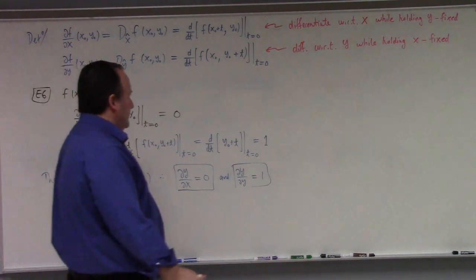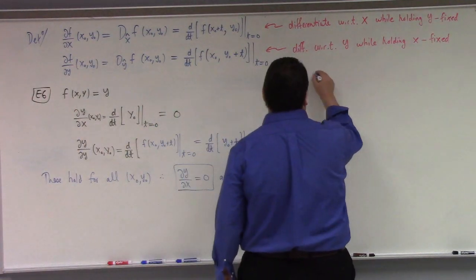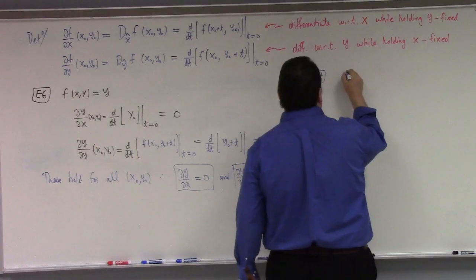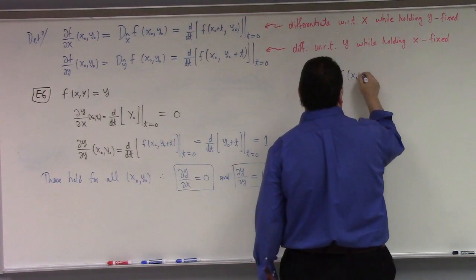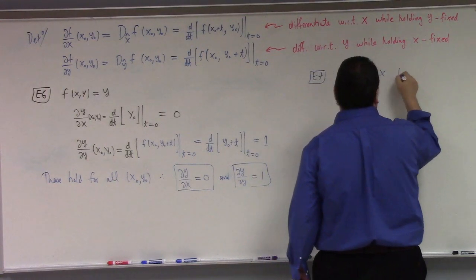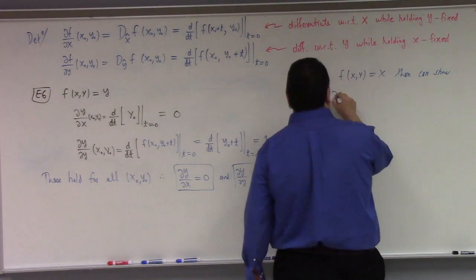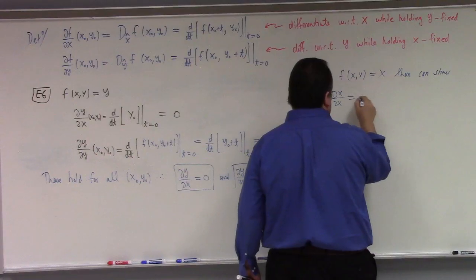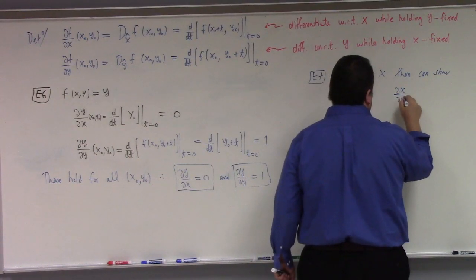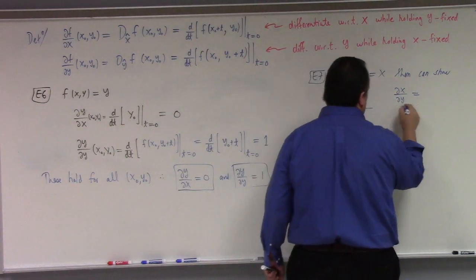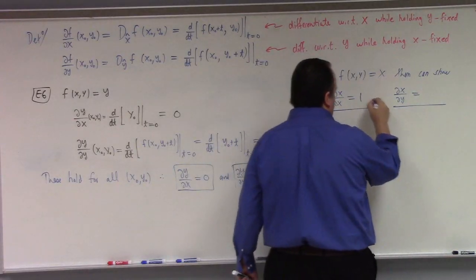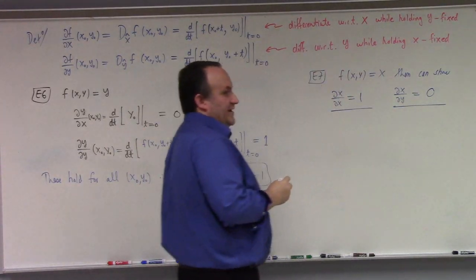Very similar calculations. Example 7. If we look at f of x, y equals x, then we can show that partial f partial x equals 1 and partial f partial y equals 0. You guys fill in the blank for me. I hear a 1, I hear a 0. Correct.